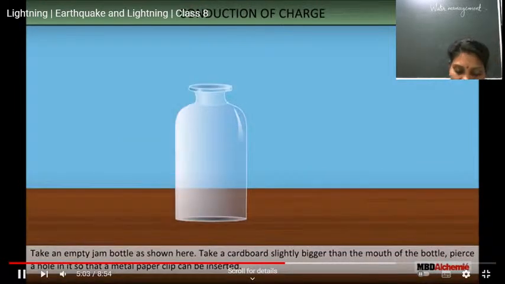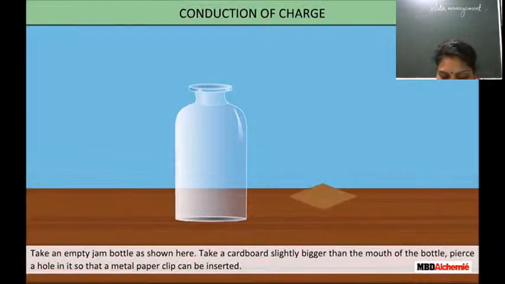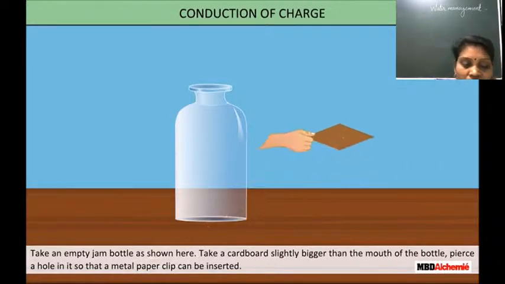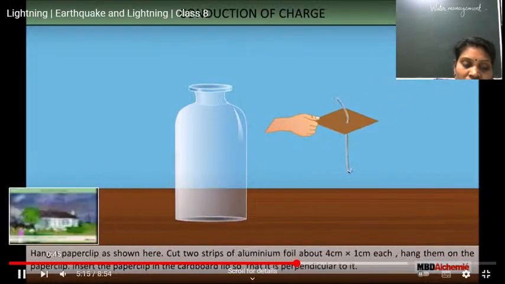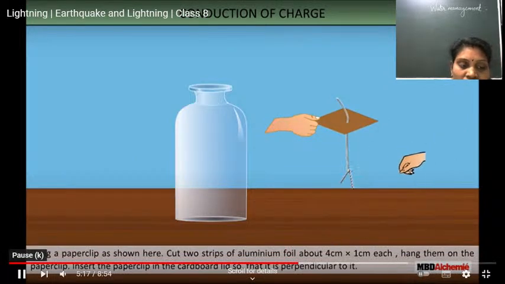Take an empty jam bottle, as shown here. Take a piece of cardboard slightly bigger in size than the mouth of the bottle. Pierce a hole in it so that a metal paper clip could be inserted. Hang a paper clip as shown here. Students, this is how we are making the simple electroscope. You can also make one and see.